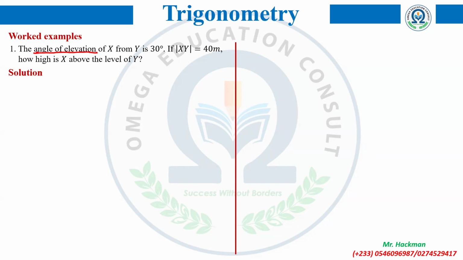You can see it's clear. Okay, so the angle of elevation of S from Y. It means Y is going to be our reference point where the angle is taken. Is that clear?